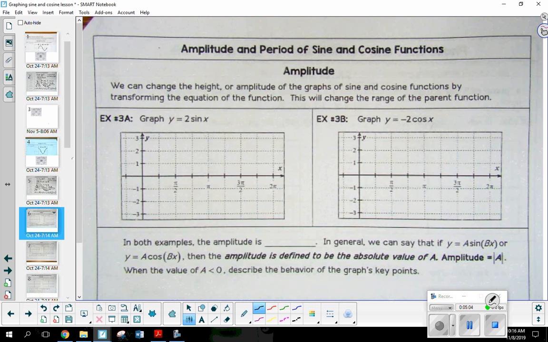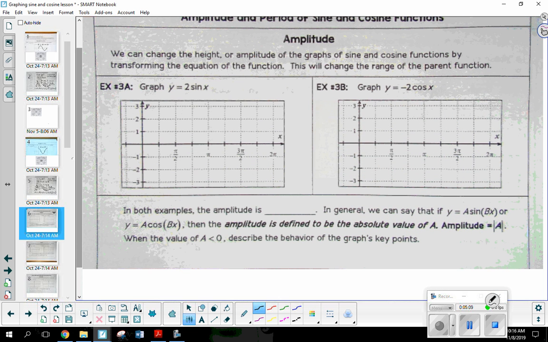So right now we're not going to start with 2 sine of x. Let's just graph sine of x. Remember, sine started with a what?